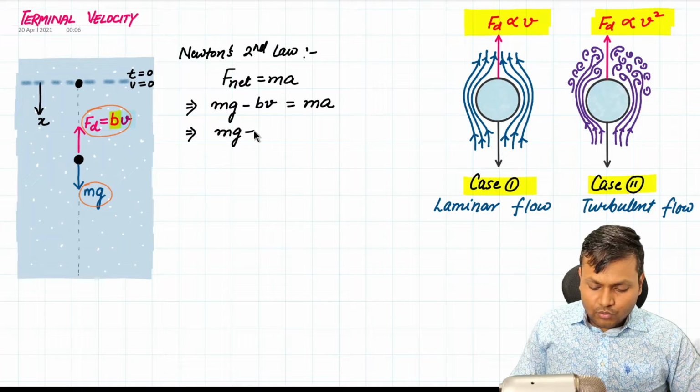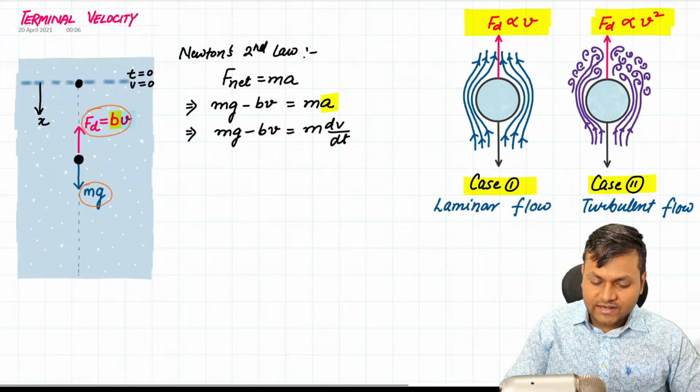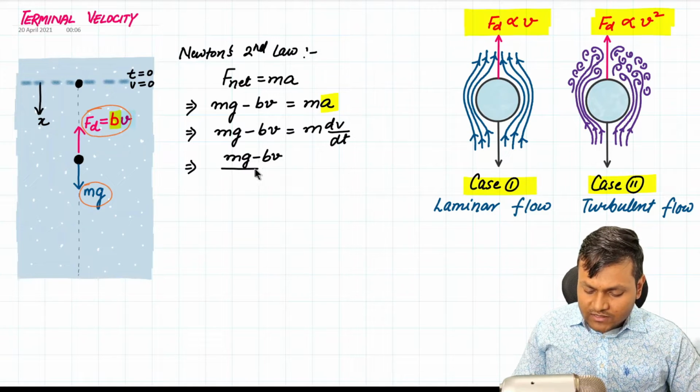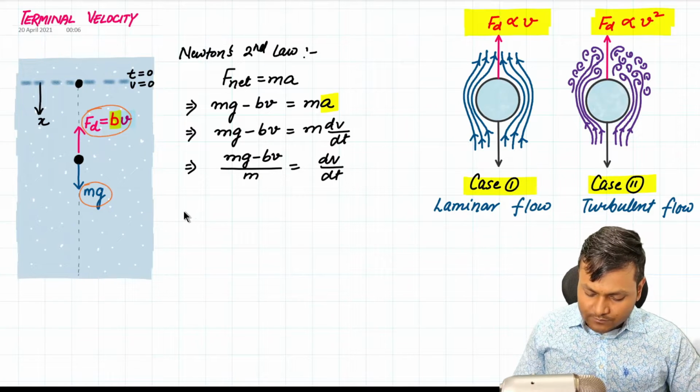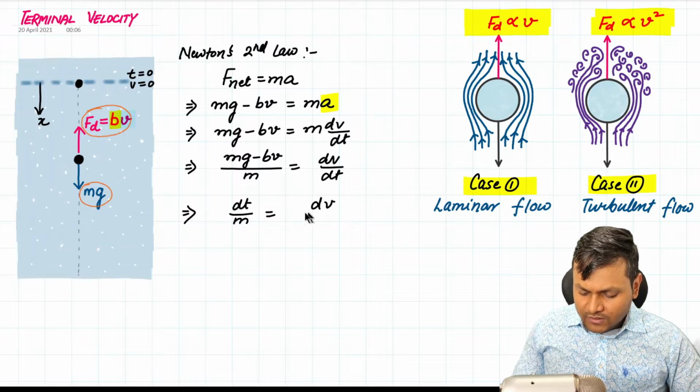This can be simplified to mg minus bv is equal to m dv upon dt, where dv upon dt is nothing but the acceleration, the instantaneous acceleration. So the left hand side can then be written as (mg minus bv) upon m is equal to dv upon dt. Now I can apply separation of variables to solve this problem. So I say that dt upon m is equal to dv upon (mg minus bv).